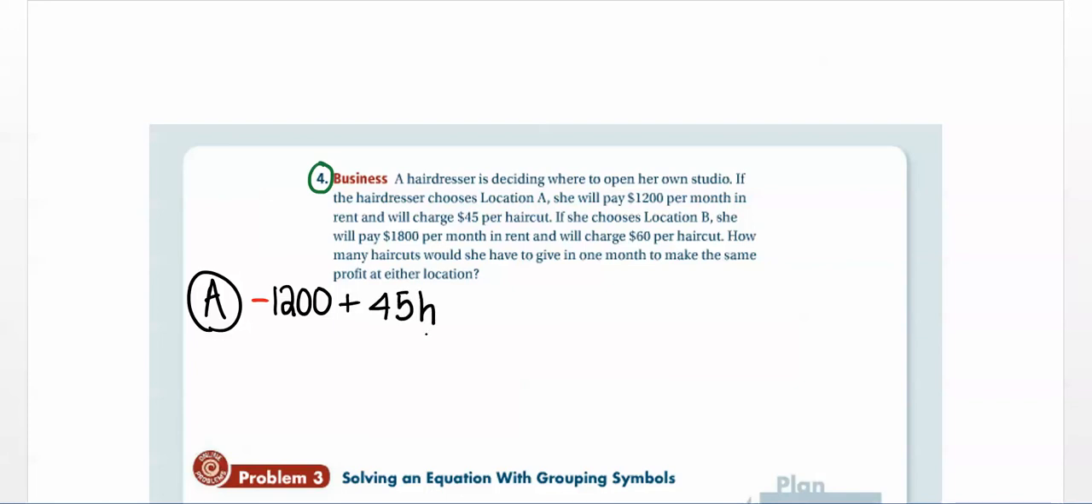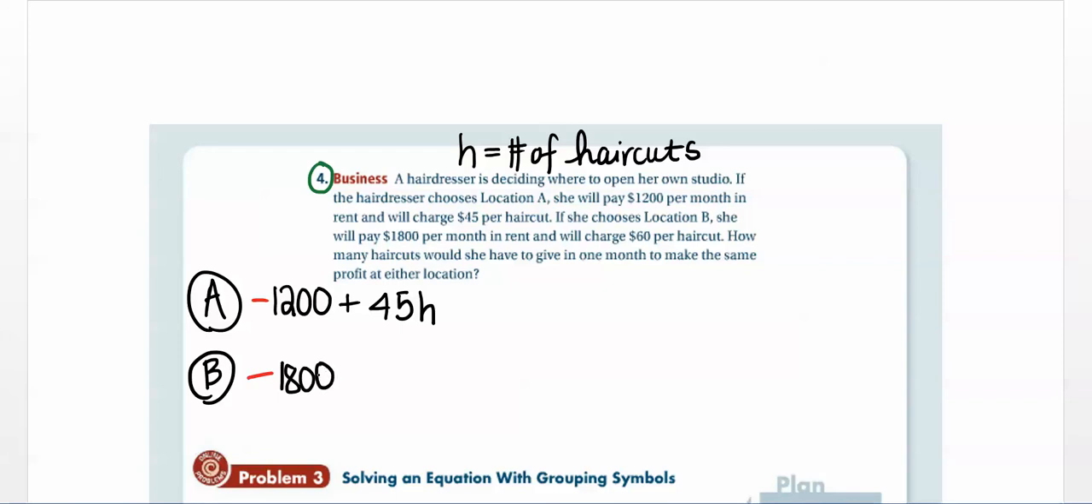So I'm going to use H as a variable for the number of haircuts. If she does 0 haircuts, then she's just going to have to pay $1,200. If she does 1 haircut, at least that is a positive amount that's going to help her pay this, right? So that's location A. Location B, she has $1,800 of rent, right? So that's negative because that's coming out of her pocket.